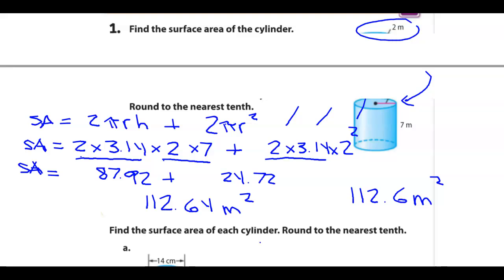I believe the next problem is just the lateral area. And if we just have to do the lateral area, we're just going to go ahead and take care of this part of the formula right here, right? Because that's lateral area. And then this is the top and the bottom. Okay, let's go ahead and move on down.